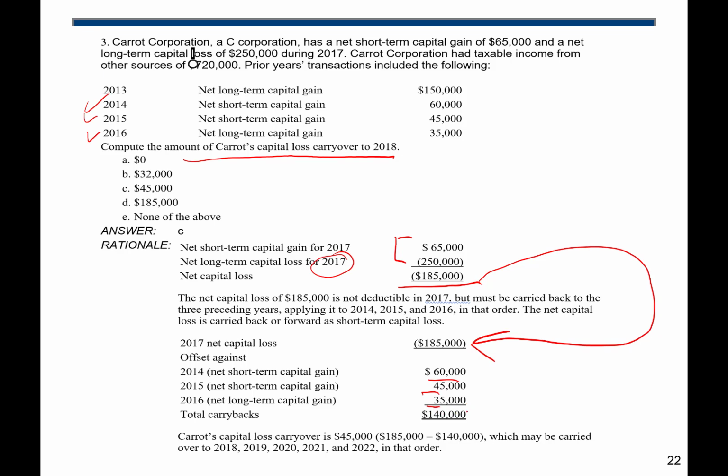So we're left with what? We have total carrybacks of 140. So 185 minus the 140 means we have what? 45,000, which could then be carried over to what? 2018, 2019, 2021, 2022, etc. We can carry those forward 5 years. Okay, so the amount of a loss to carry over to the next year, 2018, we've got what? 45,000 left.